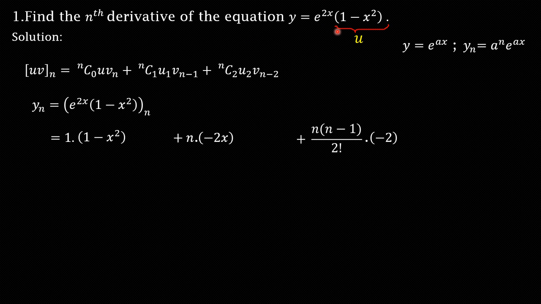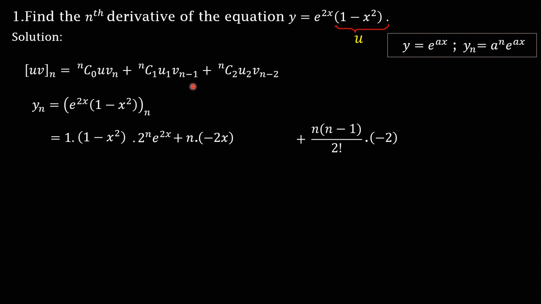v is an exponential function, right? e to the power 2x, and we know that the nth derivative of the standard function e to the power ax is of the form a to the power n into e to the power ax. So what is your a over here? a is 2, isn't it? So to find the nth derivative of v is nothing but find the nth derivative of e to the power 2x, which is nothing but 2 to the power n into e to the power 2x. I am just replacing a by 2 over here.